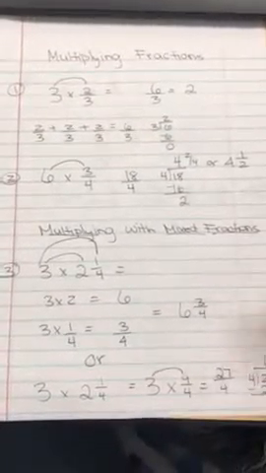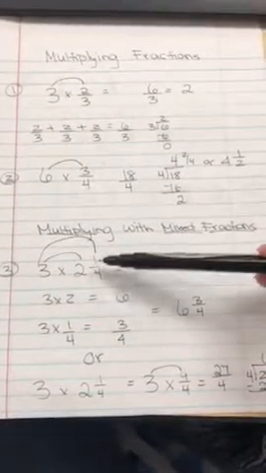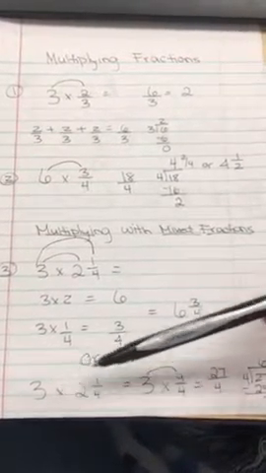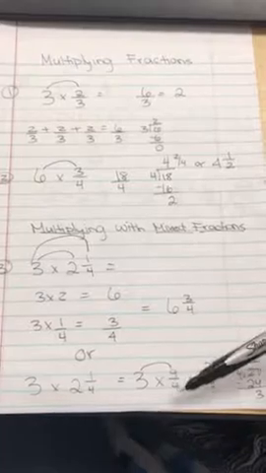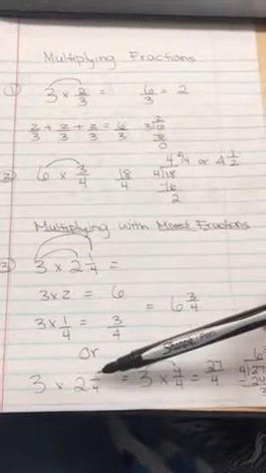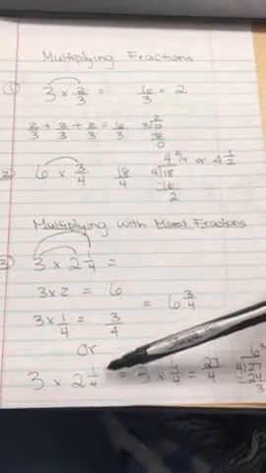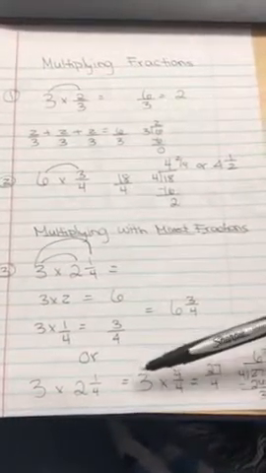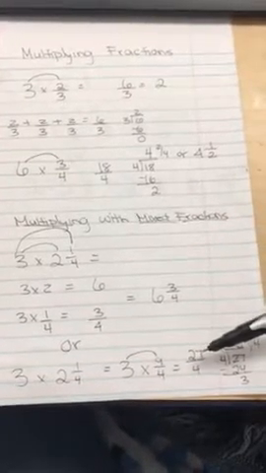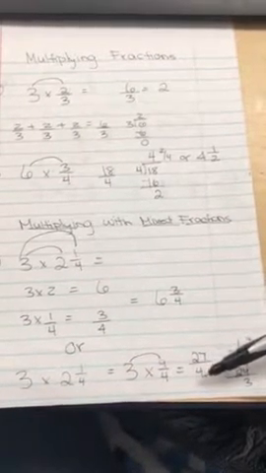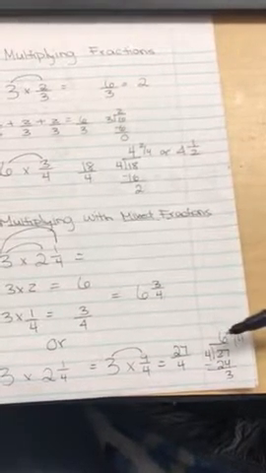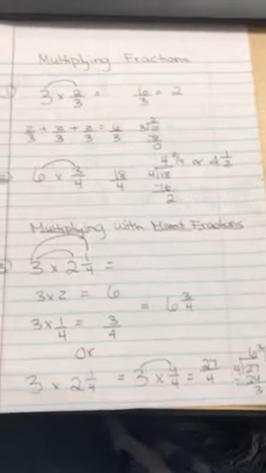Another way they could solve it is if they wanted to change 2 1/4 over to an improper fraction. So if that's the case, they would say 3 times 9/4. Again, where are they getting 9/4? 4 times 2 is 8, plus 1 is 9/4. So they're changing this over. Once they've changed it over, then they just multiply their numerator. 3 times 9 is 27. Back over the whole of 4. Then they convert that over. When they convert it over, they're going to get 6 3/4.